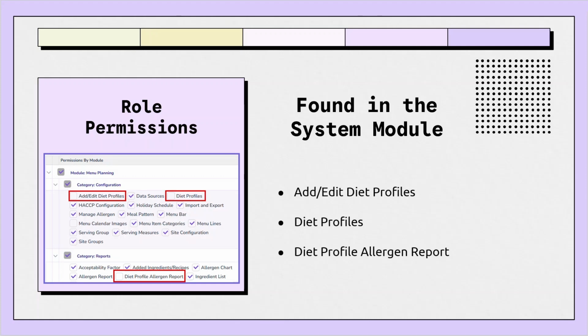The last one is for the Diet Profile Allergen Report. For districts that have student information in PrimeroEdge and mark allergens on their students, this report contains student names and ID numbers along with their associated allergens so that you can determine how it would best benefit you to create appropriate diet profiles based on needs within the district.